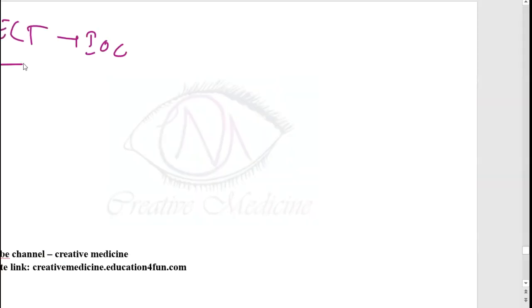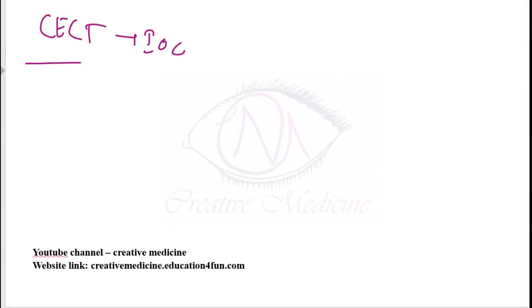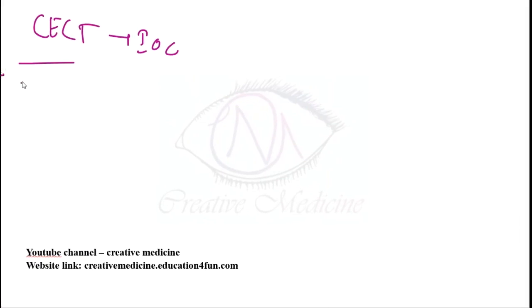CECT is also the investigation of choice for conditions related to the kidney, like autosomal dominant polycystic kidney disease, renal tuberculosis, renal cell carcinoma, angiomyolipoma, and renal oncocytoma. CECT is also the investigation of choice for retroperitoneal fibrosis and retroperitoneal sarcomas.